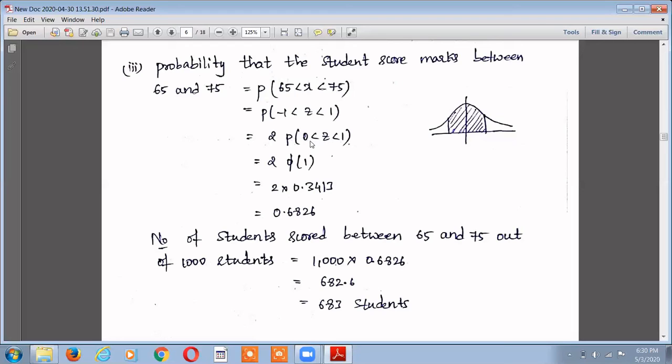So P of Z between 0 and 1 means pi of 1. Suppose if we have P of Z between 0 and 2, we get pi of 2 and so on. So it is pi of 1, that can be written as 2 times 0.3413. I get 0.6826. So the number of students who score marks between 65 and 75 out of 1000 students is 1000 multiplied by the probability. I get 683 students.